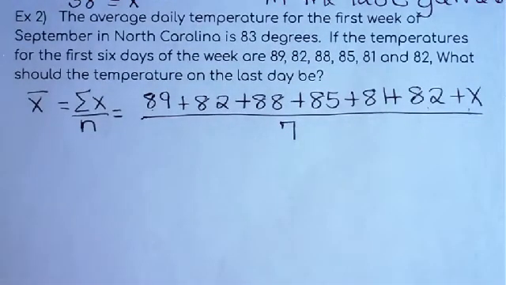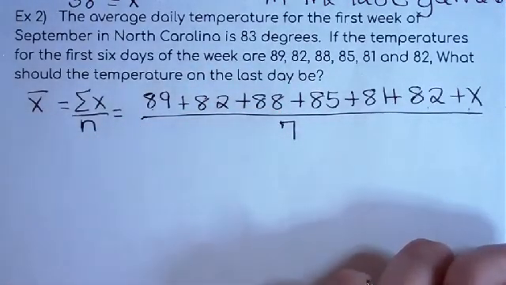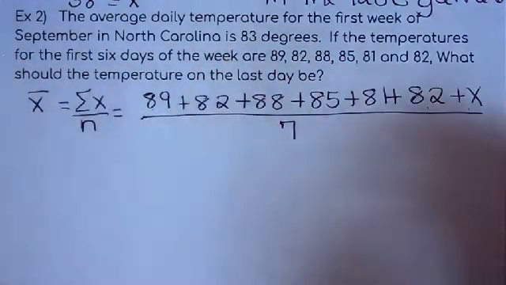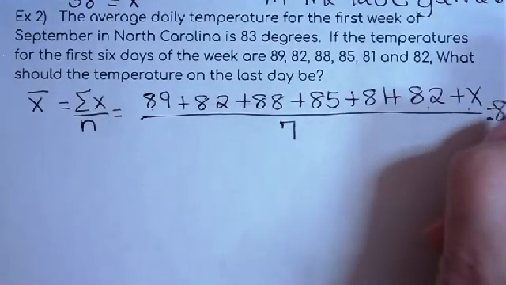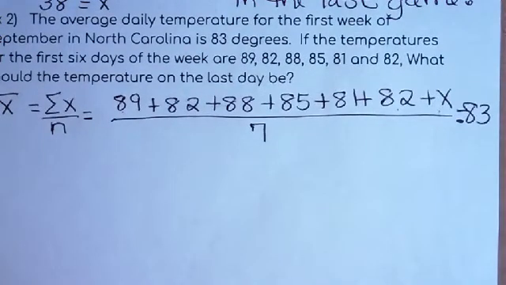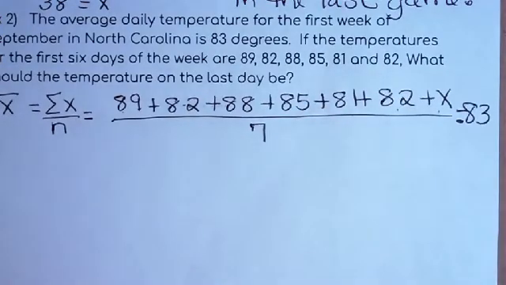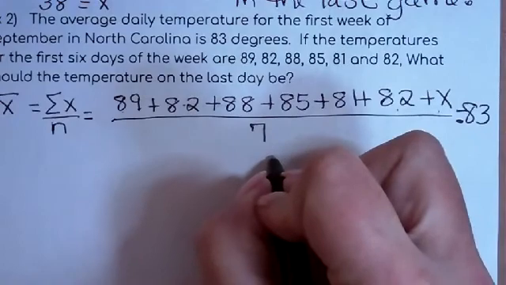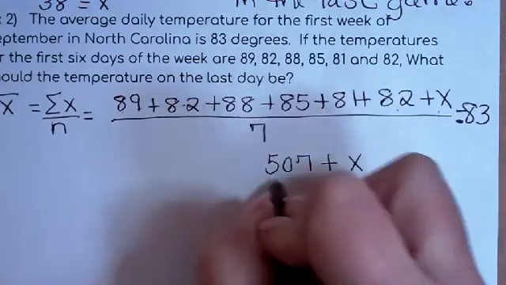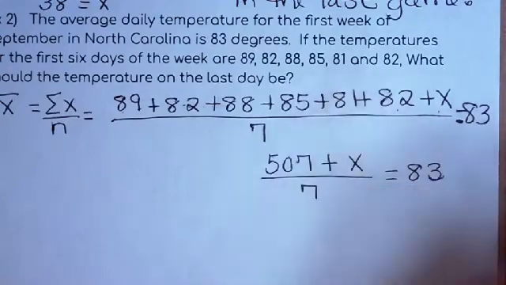Now, again, what is my x mean right here going to be? It's going to be what? Where did it say? Right here, 83, right? Equal to 83. Slide it over so you can see it. Now, let's use our calculator. So we can add up all 6 of these numbers. Calculate, calculate, calculate. Speeding it up here. Should be 507 plus x divided by 7, and that's going to equal up to 83.